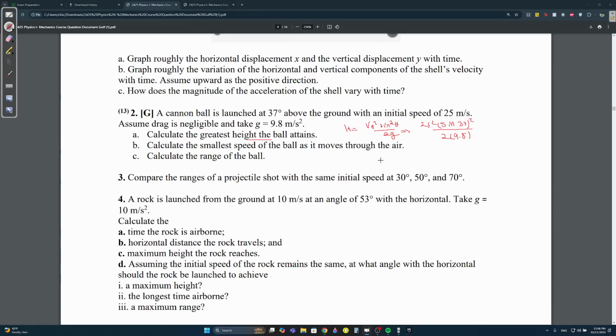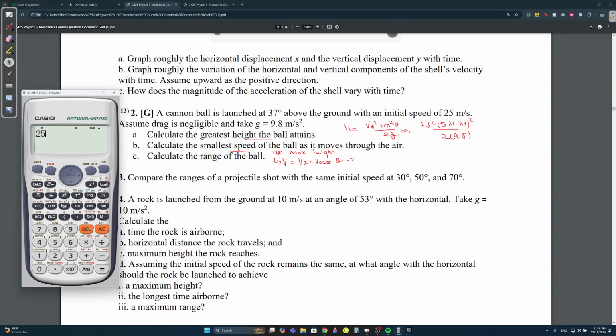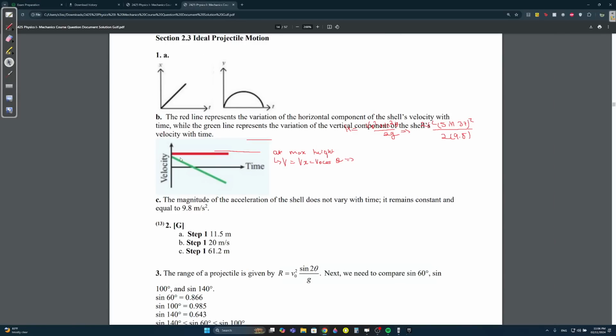Calculate the smallest speed of the ball as it moves through the air. The smallest speed is always at the maximum height. At the maximum height, the velocity is equal to just Vx, which is equal to v naught cosine theta. This is always a rule for projectile motion. So it's 25 cosine 37, which should be 20.